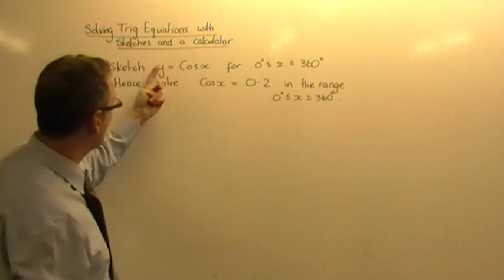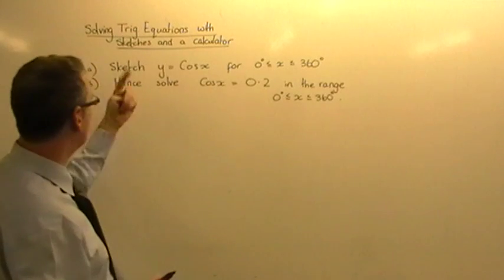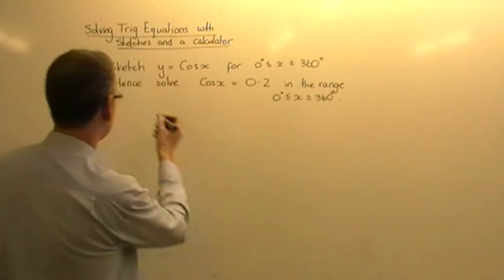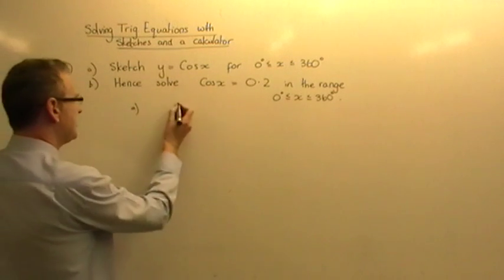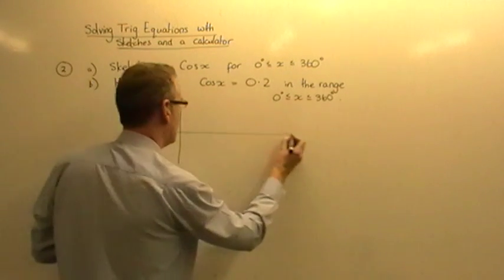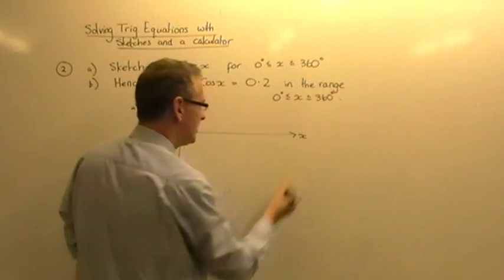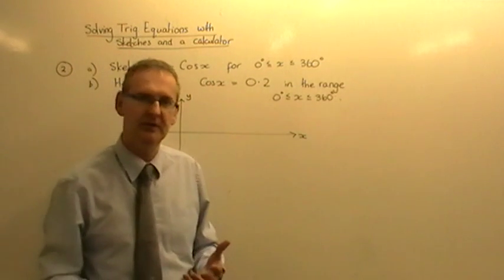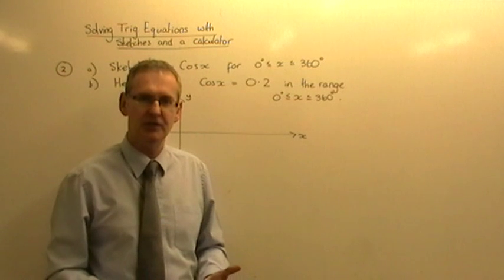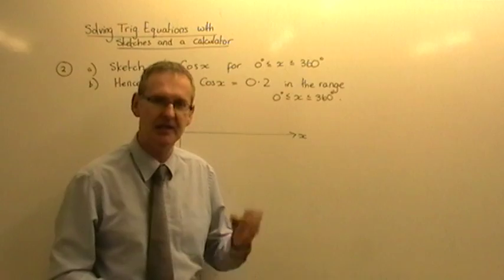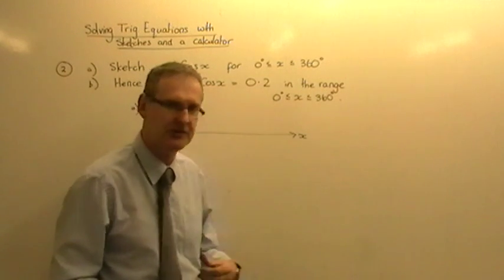Part A says sketch y equals cos x, notice sketch, for 0 to 360 degrees. So let's do that first. I need a sketch of a cos x graph, so I'll set up my y and x axis. As I mentioned in a previous video, draw the basic shape of the cos graph first, 0 to 360, and then add all the details, the figures on the axes, afterwards.